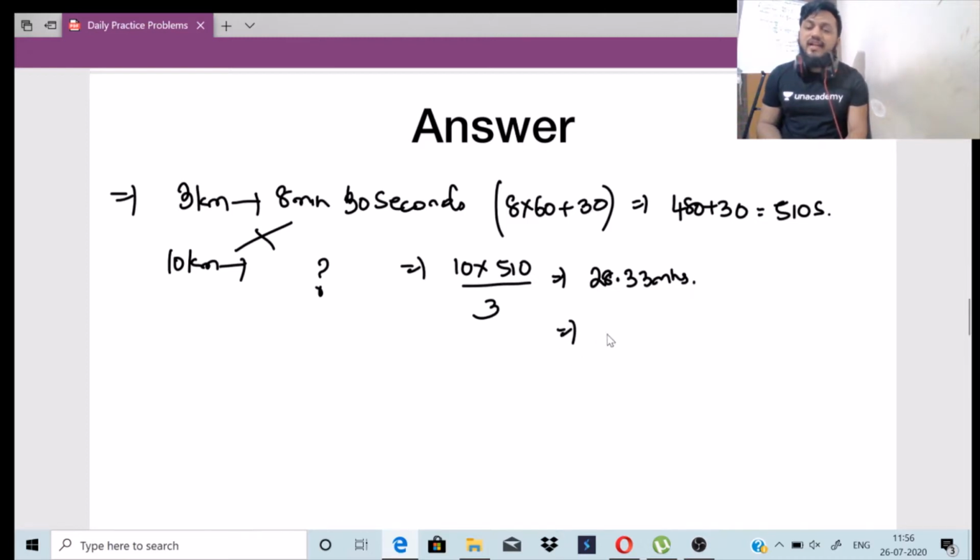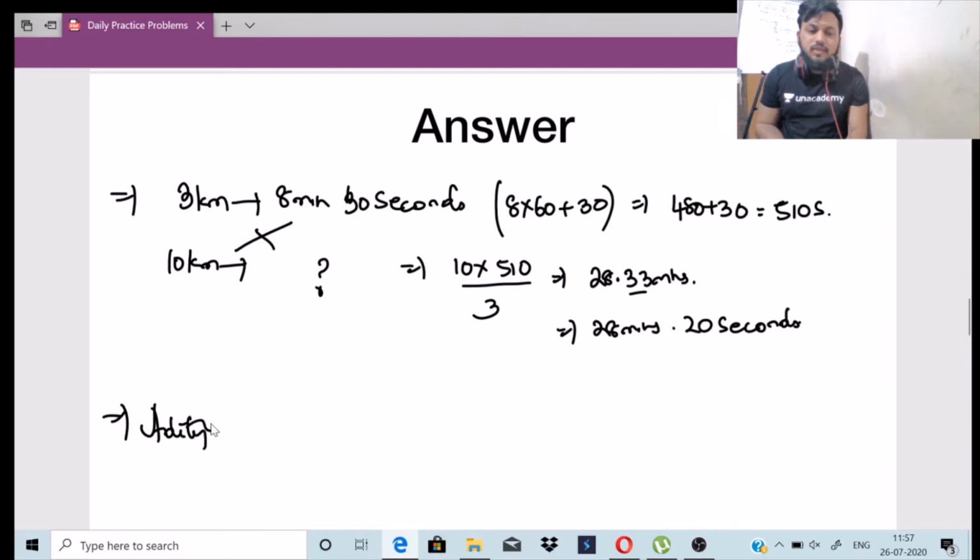You can also write it in seconds form. So this will be 28 minutes and 0.33 into 60, so that will be 20 seconds. This 0.33 is for 100, so for 60 how much will it be, that you have to work out. So 0.33 by 60, that is 20 seconds, right? Now the next one.